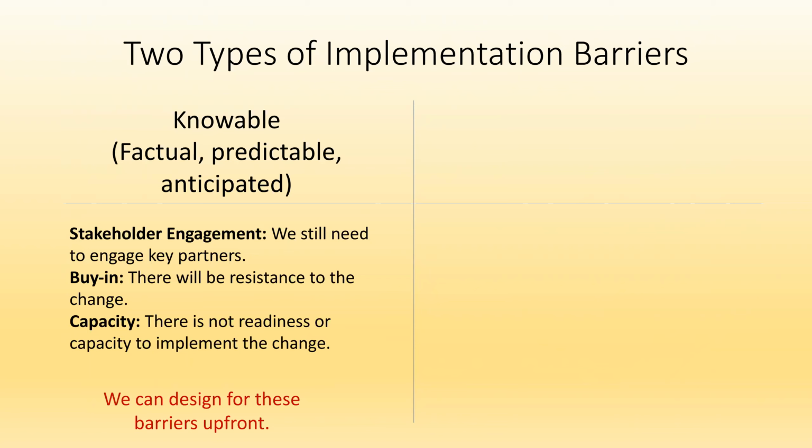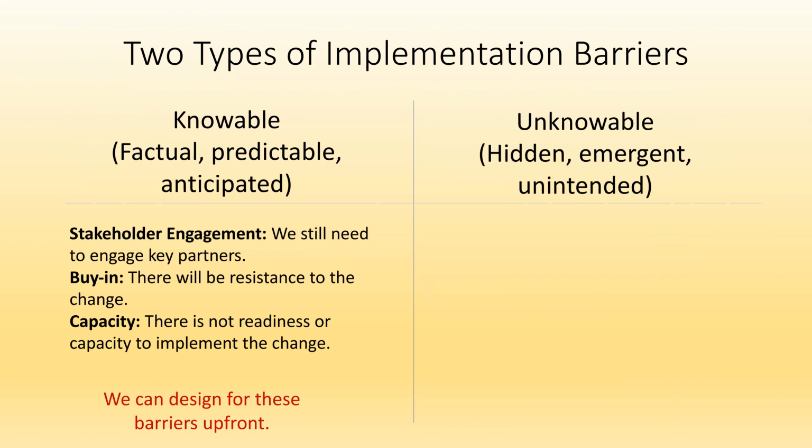On the other hand, we also have what's referred to as unknowable barriers. And these are often hidden. So they may exist, but we just don't know them because they're not in our awareness. They haven't surfaced yet. They can be emergent, meaning they're there, or maybe they're not there, but in the course of implementing our strategy, all of a sudden we become more aware of them, or perhaps in some cases our strategies actually create these emergent barriers.